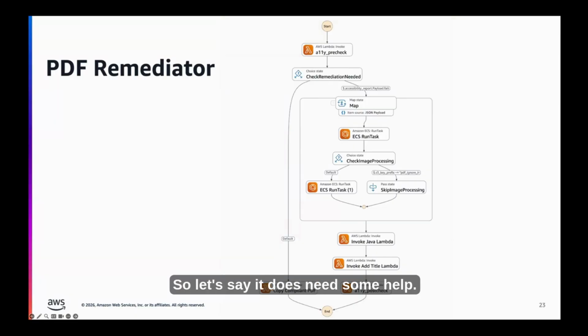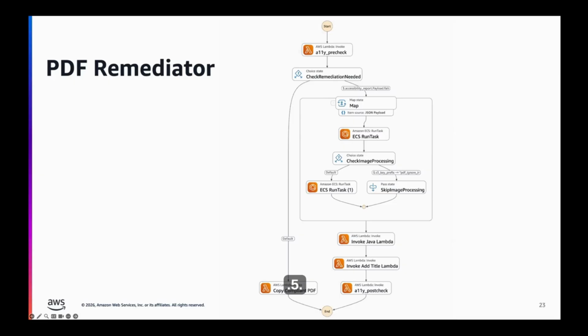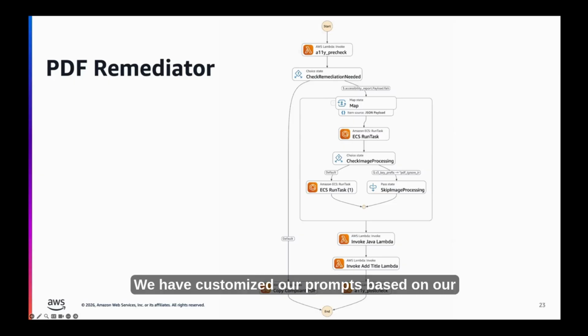So let's say it does need some help. It flagged on something. It starts to do very similar to what Colleen shared in her diagram. It's calling the Adobe APIs for the auto tagging and the extraction of the images, charts, graphs, whatever it needs that has alt text. It's doing that work. When it gets to alt text, ours is handing off, and we're currently using Claude 4.5. We have customized our prompts based on our evaluation of how the output's coming.